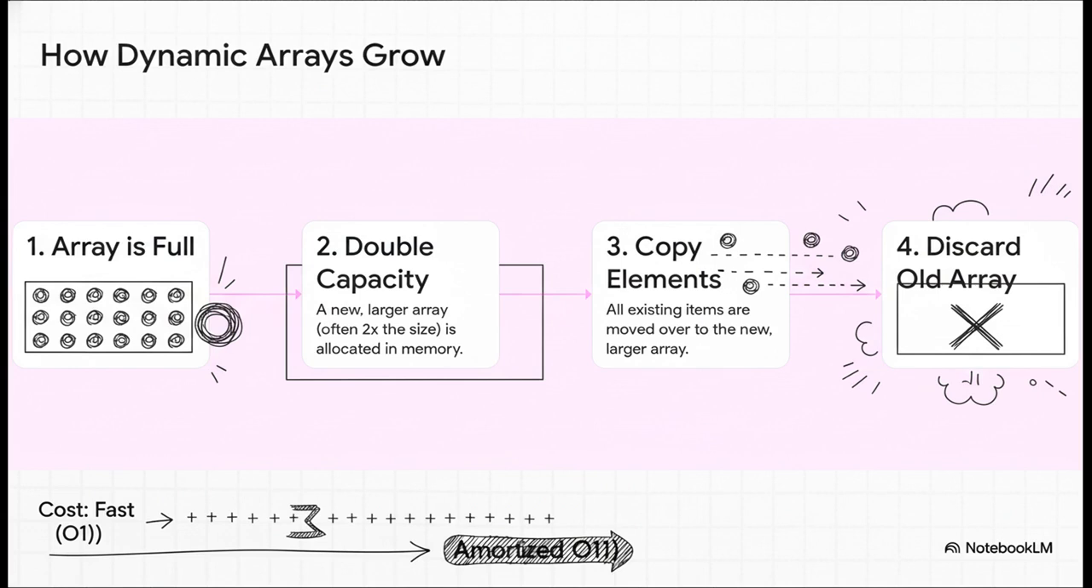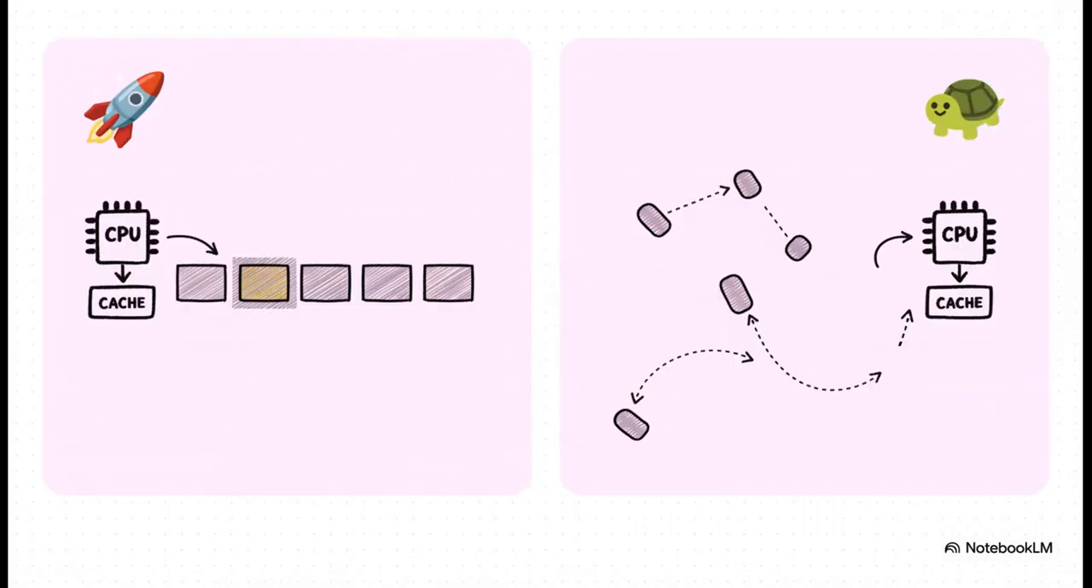Now, that copying step is definitely slow, right? It's an O(n) operation. But, and this is the brilliant part, because it doubles in size each time, these expensive copies happen less and less often. So if you average out the cost over thousands of additions, the average cost is still basically constant. We call this amortized O(1), and it's what makes adding to the end of a dynamic array so fast in practice.